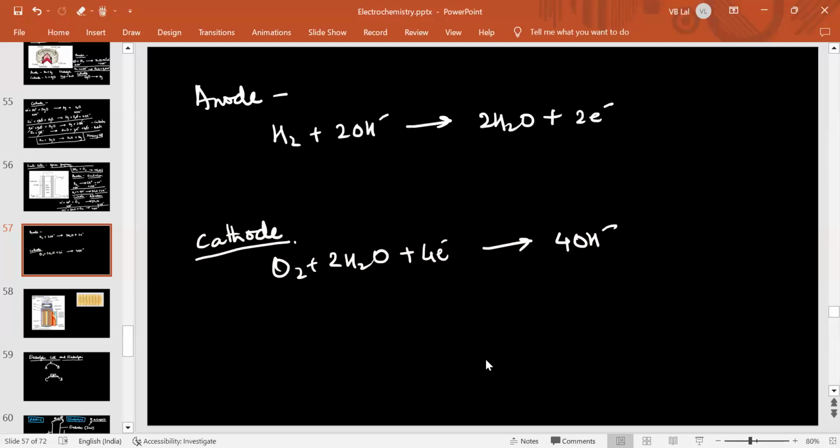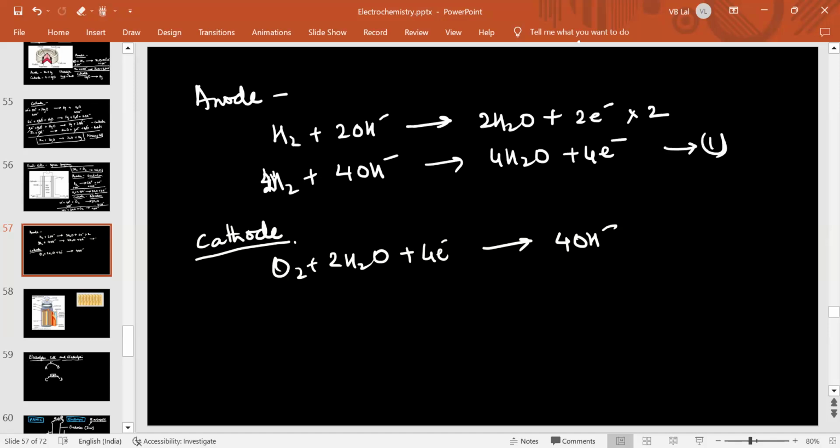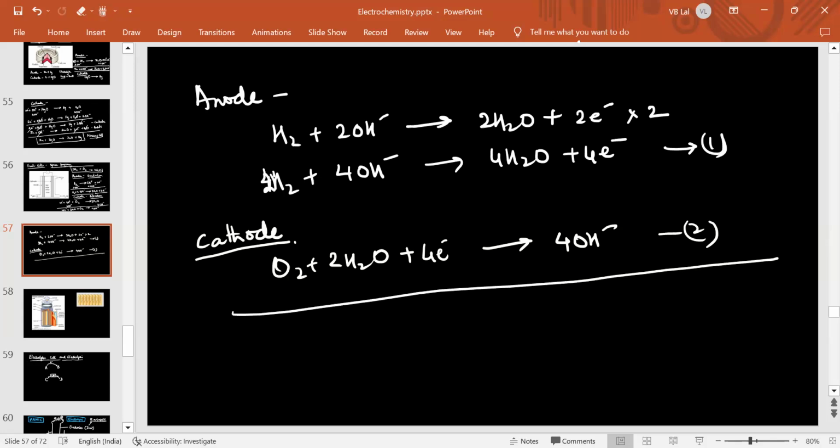Now, if I want to add the two reactions, I have just exceeded my time. Just 1 minute, I'll finish it now. Here there are 2 electrons, here there are 4. So I will have to multiply it by 2. So what will this become? 2H2 plus 4OH minus will give 4H2O plus 4e minus. Now this is equation 1 and this is equation 2. To get the final reaction, what will I have to do? Add the 2. So 4e minus, 4e minus, 4OH minus, 4OH minus, and 2H2O will cancel, and 2 will remain.